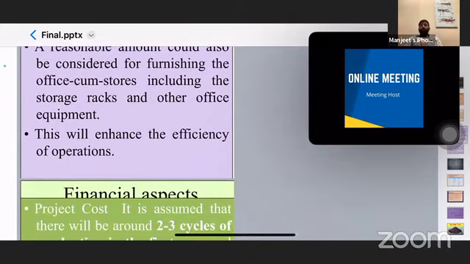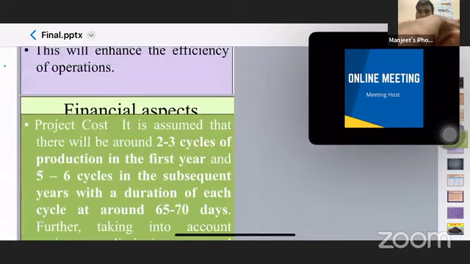Furniture, or you can say some additional requirement: a reasonable amount could also be considered for furnishing the office-cum-store, including store racks and other office equipment. This will enhance the overall efficiency of operation, but is not necessary or a must.